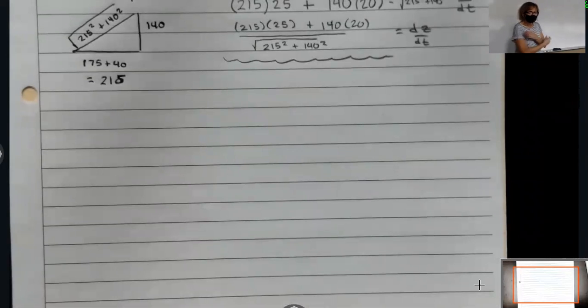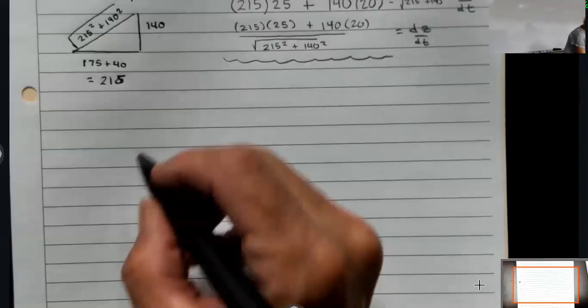Okay. The altitude of a triangle is increasing at a rate of 2.5 centimeters per minute, while the area of the triangle is increasing at a rate of 4.5 square centimeters per minute. At what rate is the base of the triangle changing when the altitude is 10.5 centimeters and the area is 89 square centimeters? So we've got problem 3.